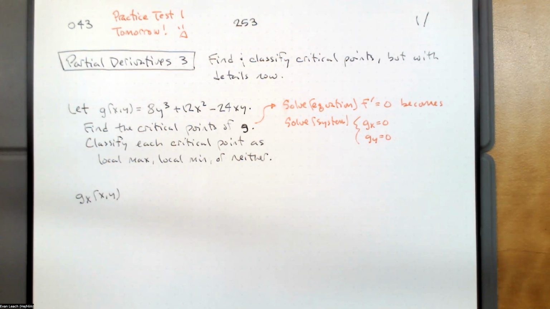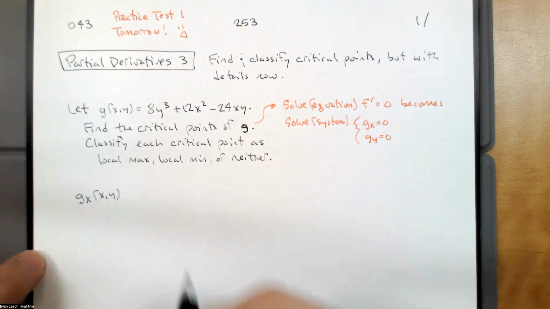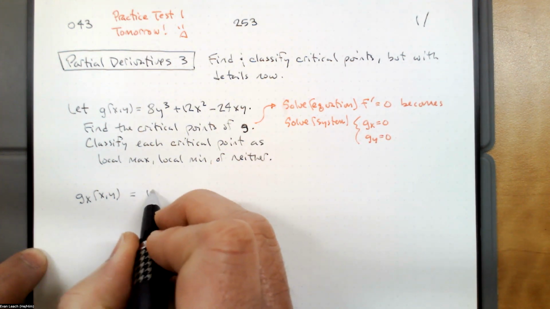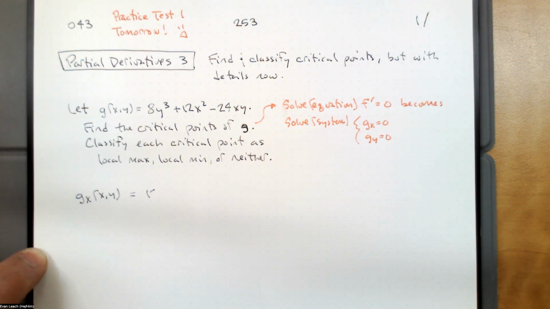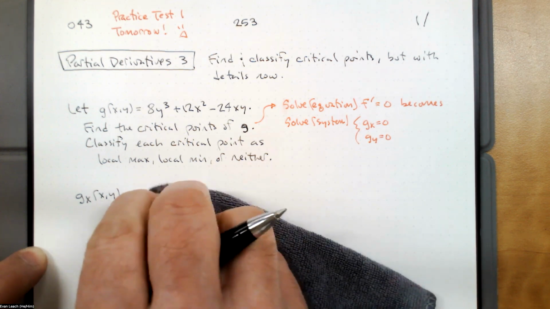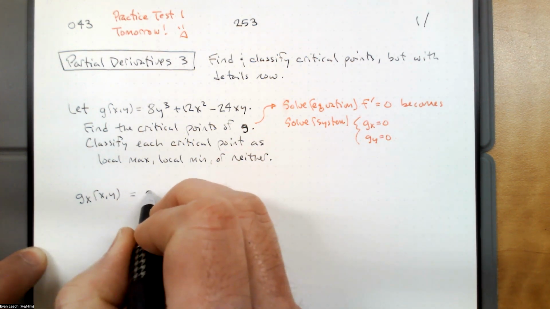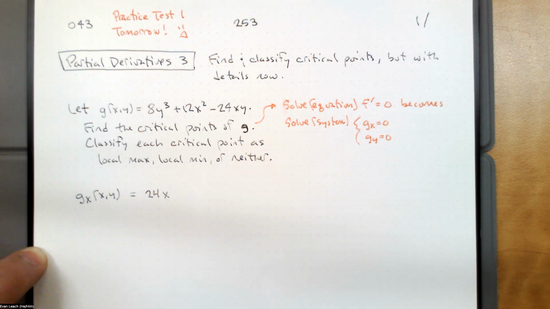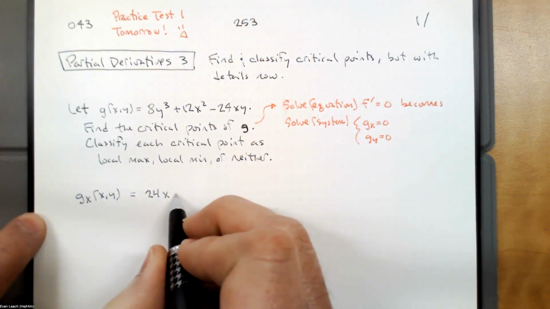The partial of g with respect to x of x, y. The 8y cubed is a constant term with respect to x, so we get 0. The derivative of 12x squared with respect to x is 24x to the first. And the derivative of negative 24xy with respect to x is going to be negative 24y. Y is a constant factor with respect to x, so 24x minus 24y.